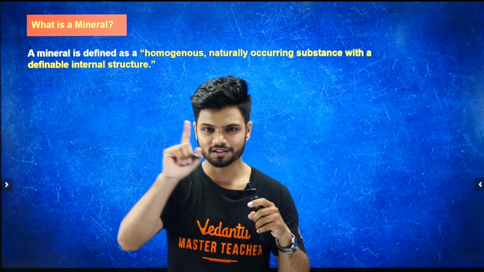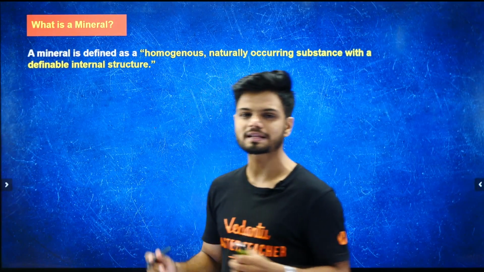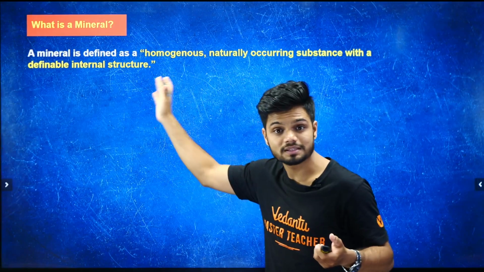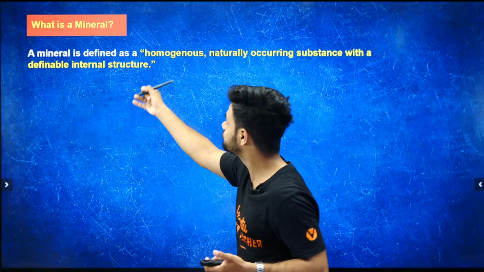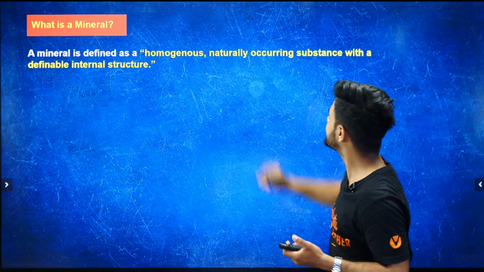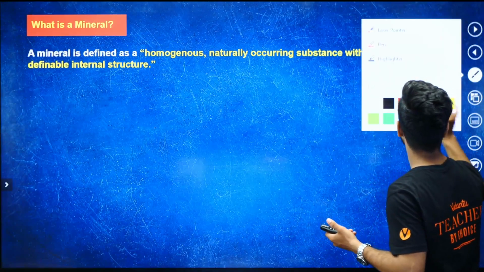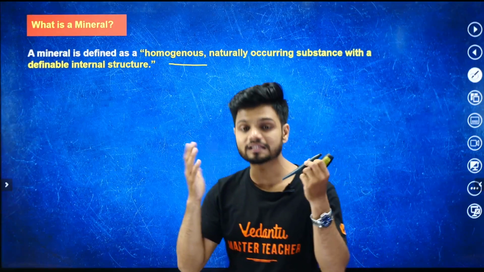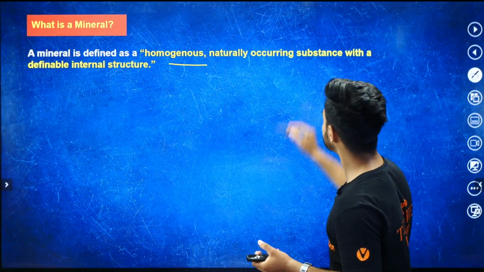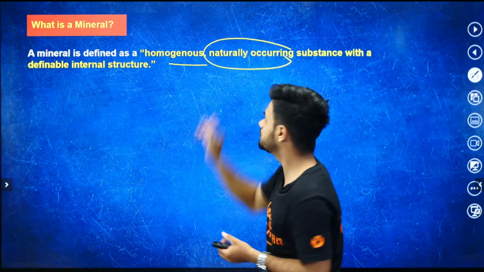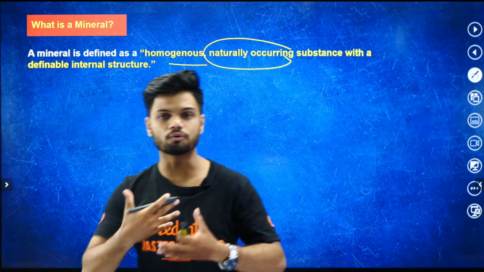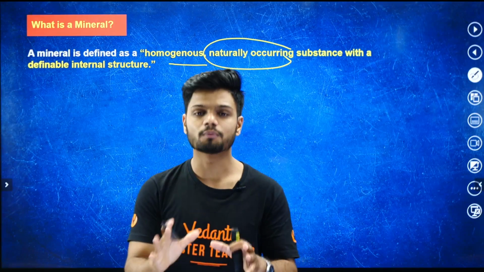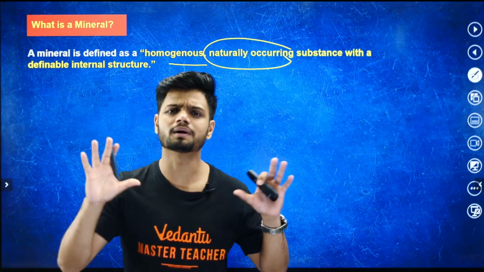So can we start? The first concept here is, what is a mineral? Mineral is defined as, this is how you should write, a homogeneous, naturally occurring. Now what is the meaning of homogeneous? Homogeneous means similar. It is completely similar throughout. The meaning of natural is that it is found within nature. It is not made by humans. It is made with the help of Mother Nature.